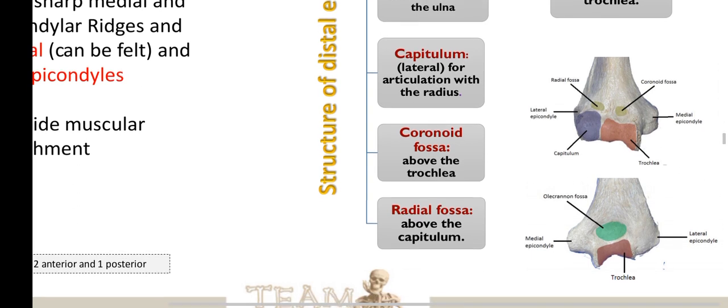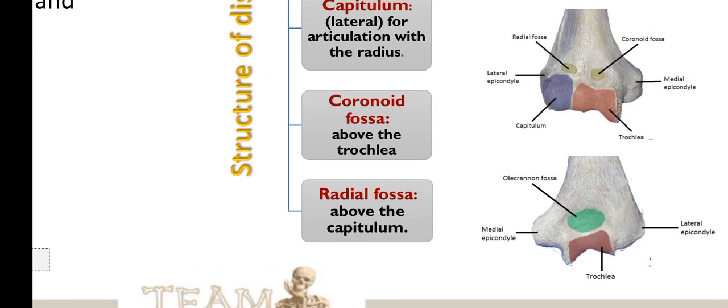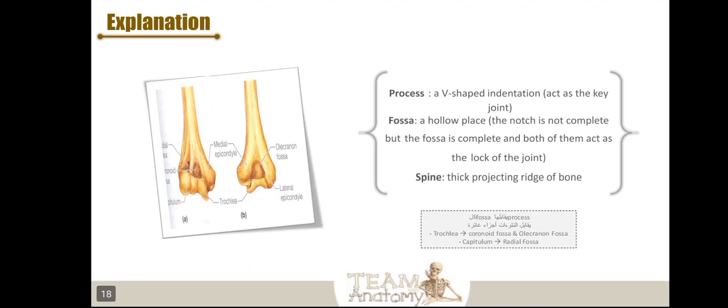The coronoid fossa is anterior, above the trochlea. The radial fossa is above the capitulum. Coronoid above trochlea, radial above the capitulum. Guys, this is the hardest place to grasp in the upper limb, because you can see that these labelings are somewhat complicated and the names so different. Have the medial epicondyle. If you look at your arm, the juncture of your forearm and your arm, you can see something protruding medially. That's your medial epicondyle. Above the medial epicondyle is the supra-medial epicondylar ridge. It's not labeled though. So let's go to the explanation. A V-shaped indentation between the trochlea and the capitulum is a fossa.